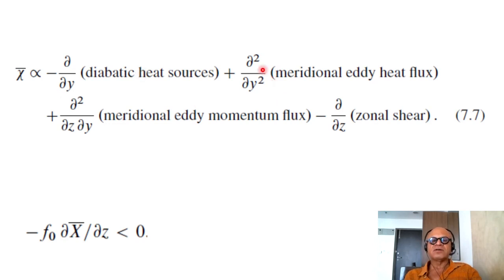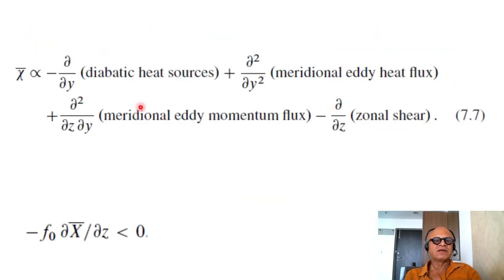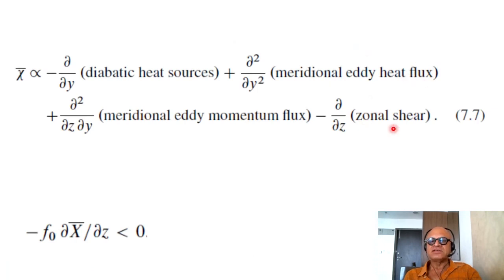plus the second derivative of the meridional eddy heat flux term that we looked at here. Similarly, d squared dz dy of the meridional eddy momentum flux that we saw here, and the zonal shear or the drag, which is basically the energy dissipation along the way. So at mid latitudes, minus f del X bar del z is 0, so there is a drag at the surface.